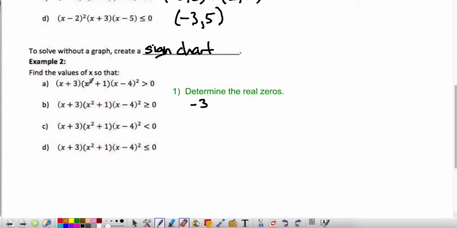If I put in a negative 1, well, negative 1 squared is positive 1. That would still be 2. So this isn't a 0 here. There's no way to make this one 0.